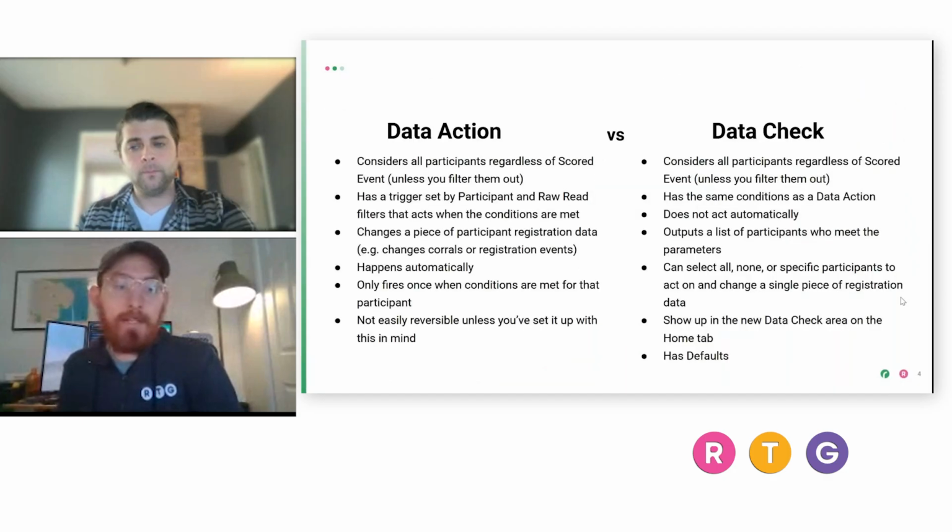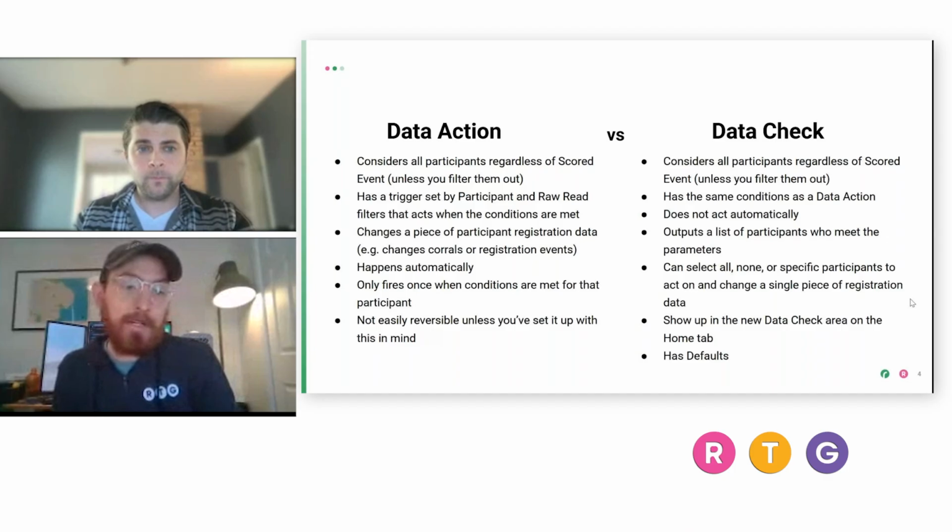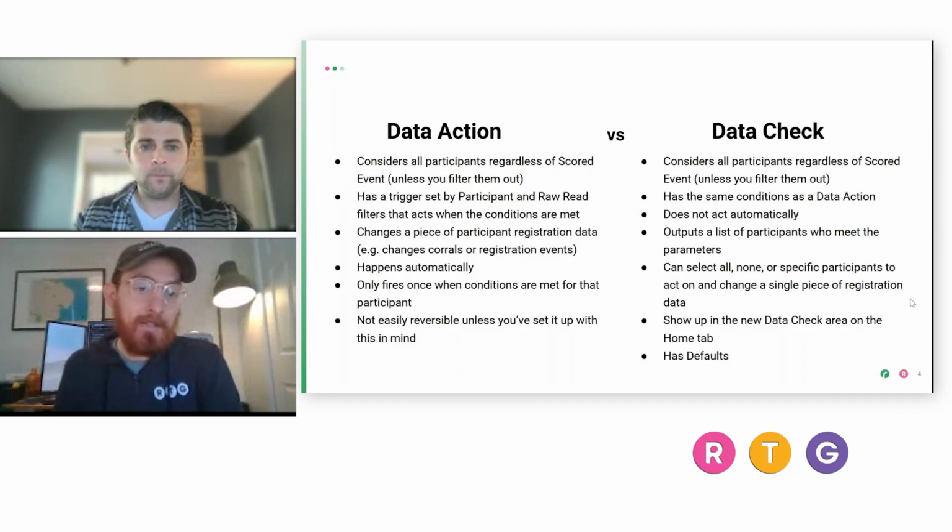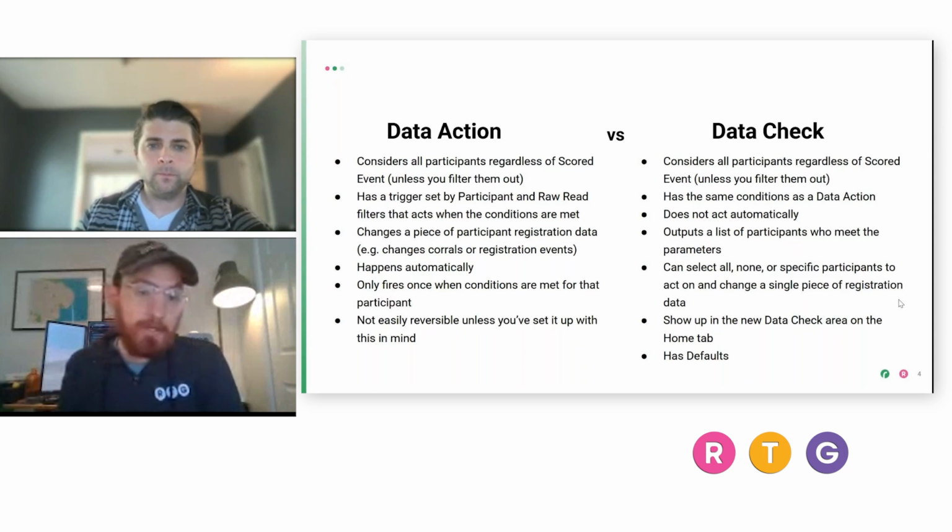Okay, let's do a quick refresher on data checks and data actions. What's the difference? They're very similar, but the way we like to break them up is: data actions happen automatically, data checks happen manually. So the changes that actually occur will be different based on what you choose. With data actions, it considers all participants regardless of scored events, unless you filter them out. That has a trigger set by participant and raw read filters that acts when those conditions are met.